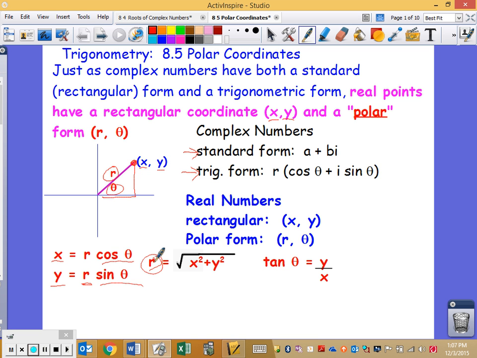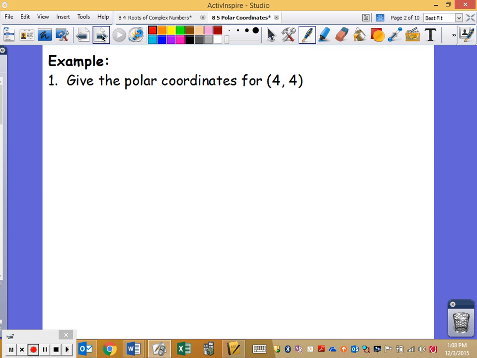How do you guys find r if I just ask for the radius? It's just the Pythagorean theorem. x squared plus y squared equals r squared, take the square root. That's where that comes from. How would you find theta given x and y? We've done it a million times. Tangent theta equals y over x, so you take tangent inverse. So all of these are things you maybe have seen or that we will use in this section. We'll try to go through this pretty quickly.